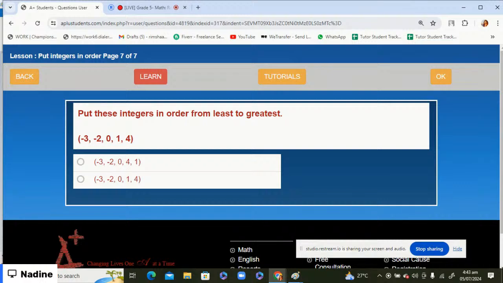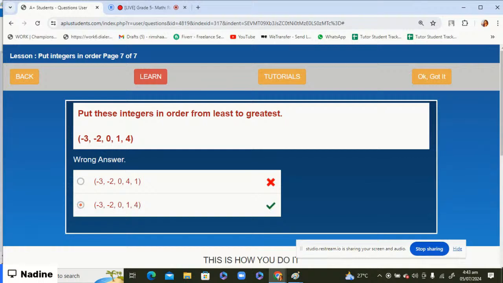Put these integers in order from least to greatest. What is least? First of all, the smallest one is -3, then -2, then 0, then 1, and then 4. Okay.